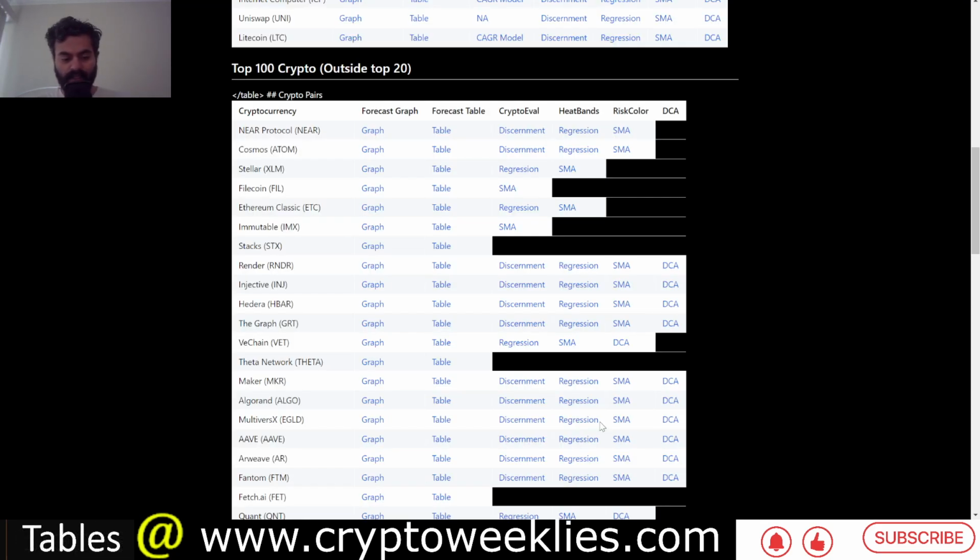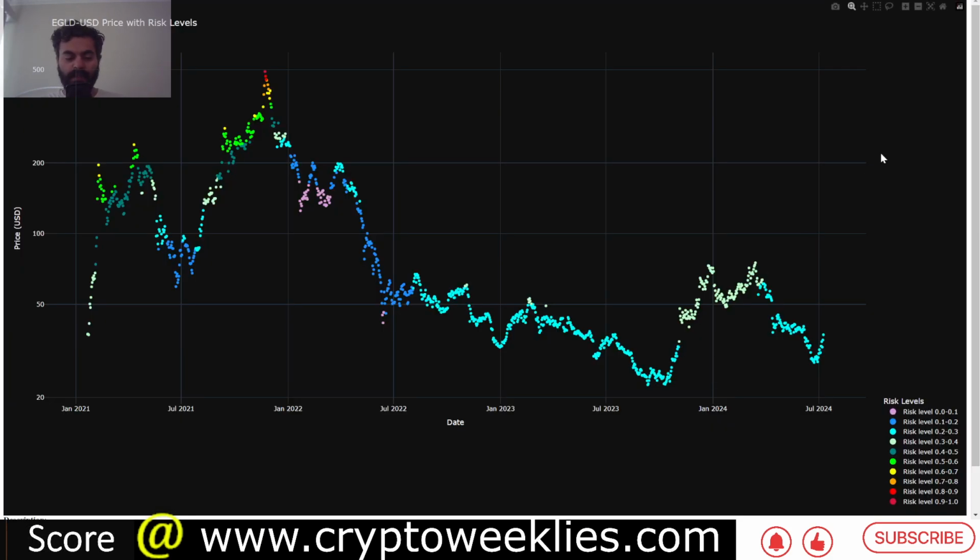So again, this is some confluence in terms of analyzing the price with respect to the simple moving average, and color coding the risk as a normalized measure between the price and the simple moving average. Right now the risk level is at around 0.3. This means that in terms of where we lie, most of the time is spent between the 0.2 and 0.3 risk band.